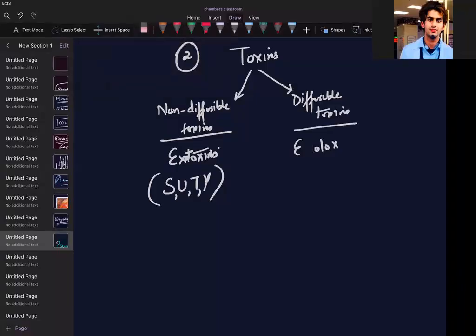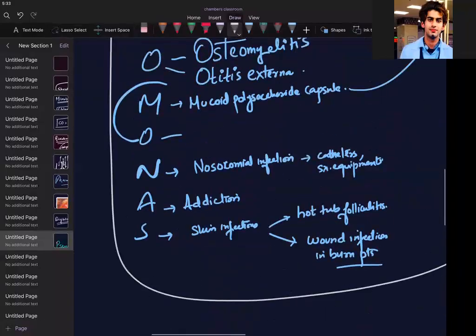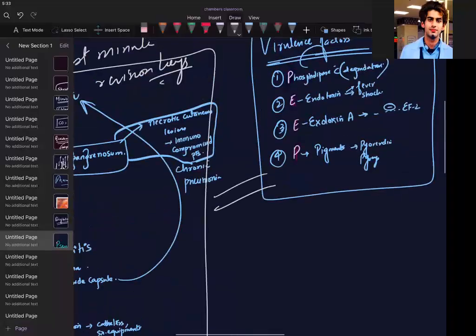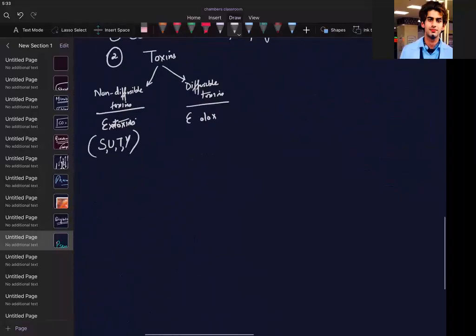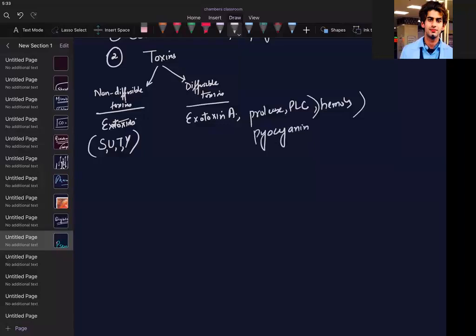Have we written that above? Let me check. Yes, this is diffusible. So exotoxin A. What else? Protease, phospholipase C. Hemolysin it also has. Remember this much. Pyocyanin also. You can write pyocyanin as a diffusible toxin.